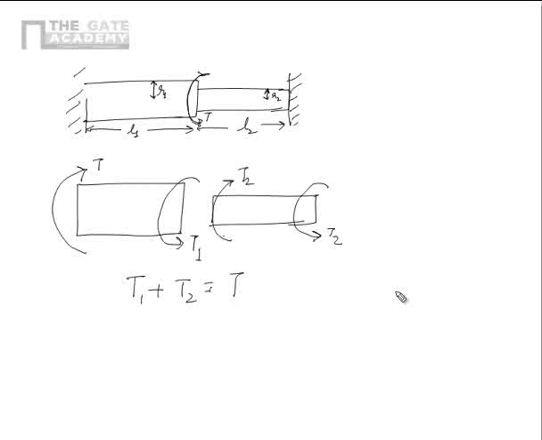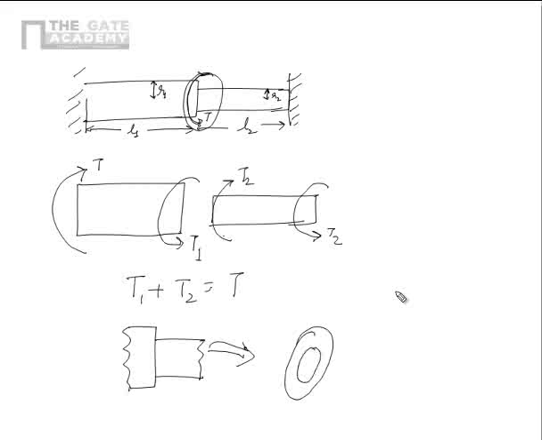But the other thing to notice is that because they are rigidly fixed, if I draw this section separately, I have this section where the connection is happening. If I zoom this region, I will see that this is the larger section and this is the smaller section. So this is coming out here and that's going out there. So the twist in both of them is equal, which means theta 1 is equal to theta 2.